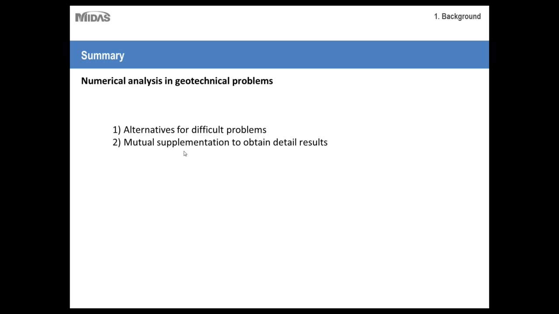We need mutual supplementation to obtain detailed results. So as I discussed earlier, the best approach for any type of geotechnical analysis would be to have a combination of empirical methods, analytical results, as well as numerical modeling analysis. So once again, through numerical modeling, you can supplement your current toolbox, and you'd be enabling yourself to obtain a richer range of results that would help you to design more effectively, more productively, and to save money, save project costs.